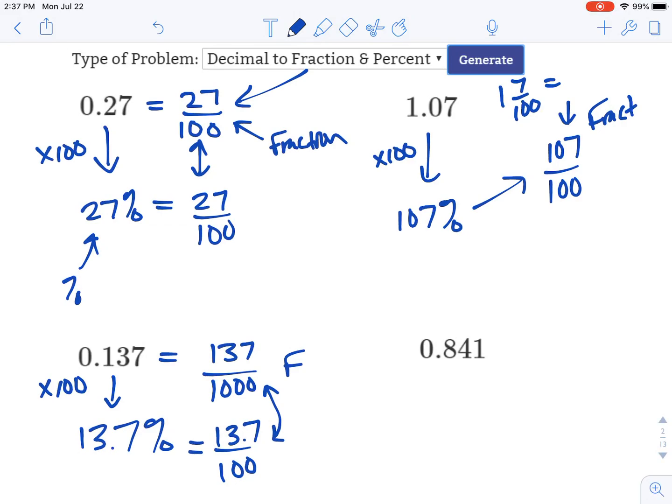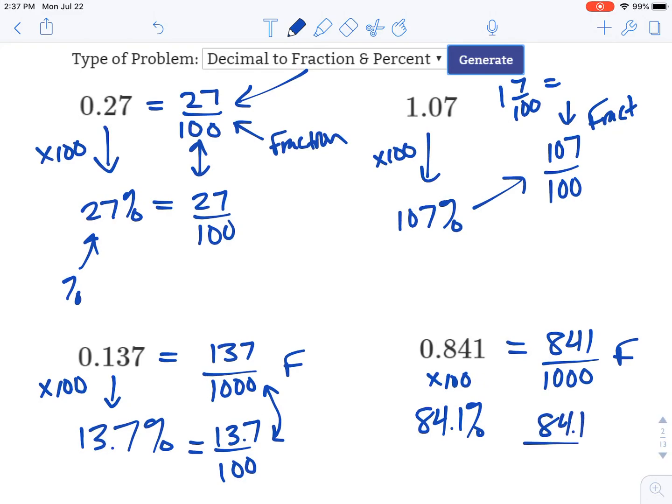For our last one, it's very similar. We can do times 100 first to get our percent, 84.1%. And again, this is 841 thousandths. So that would be a fraction that represents this. But of course, you could write it as 84.1 over 100 if you had the fraction first.